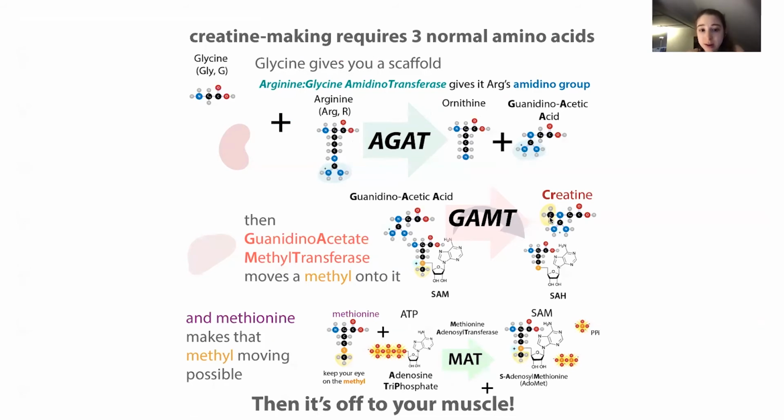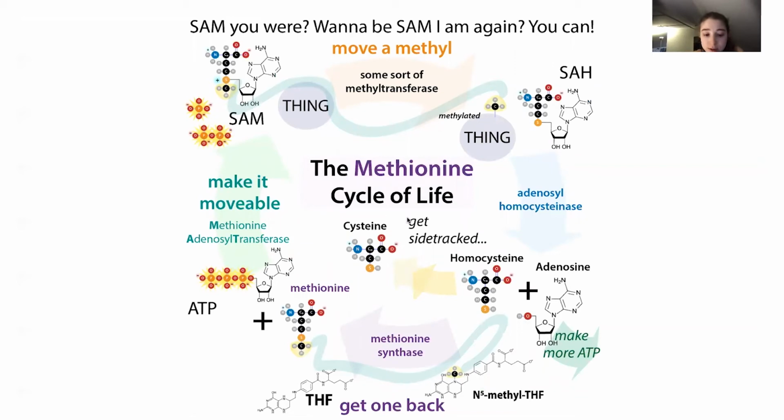And this methyl group is going to come from a molecule of S-adenosylmethionine, or SAM. Basically this enzyme, guanidinoacetate methyltransferase, is going to move the methyl group from SAM onto this guanidinoacetic acid to make your creatine. And this is why you need methionine as well, because the methionine is going to serve as the source of this methyl group. More on that in my post on methionine, how methionine makes methyl moving possible.